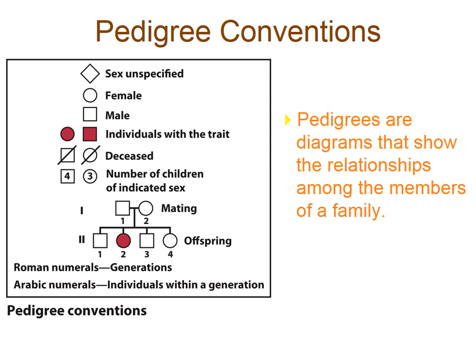Sex unspecified, we don't really run into that too much. We are usually pretty clear about which are the females and which are the males. The circles are the females in these pedigrees. The squares are the males. We fill in the circles and the squares to indicate that the individuals have the trait. Sometimes a line through it means they're deceased.